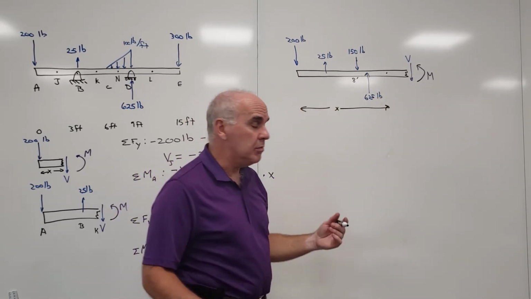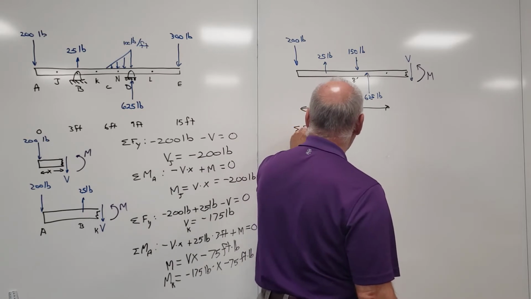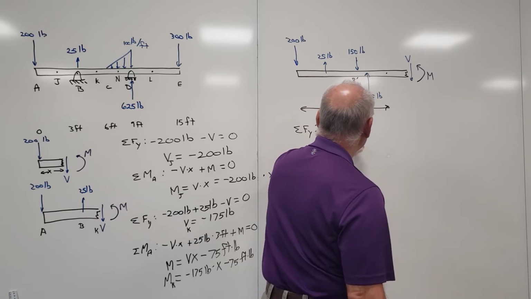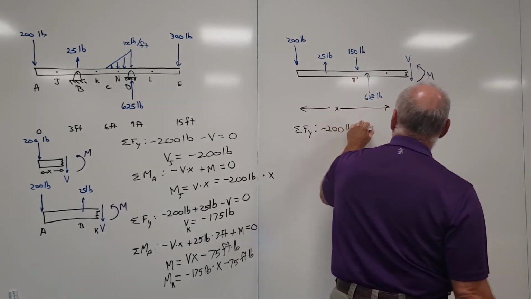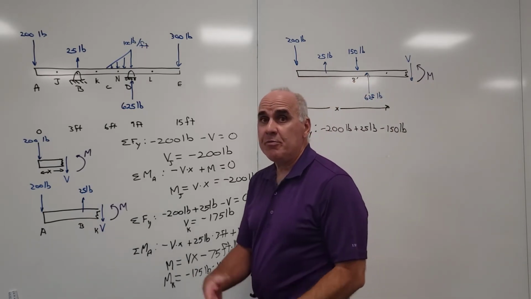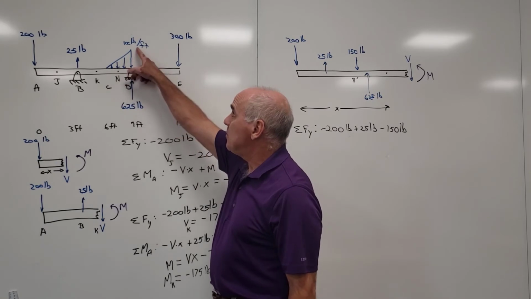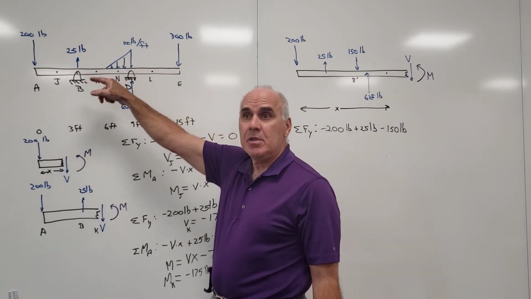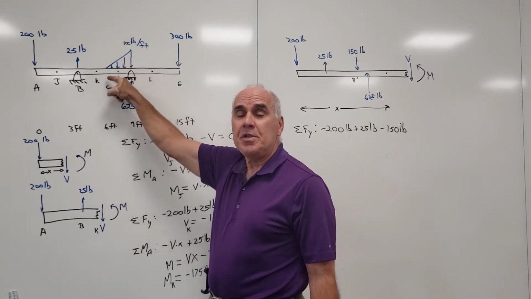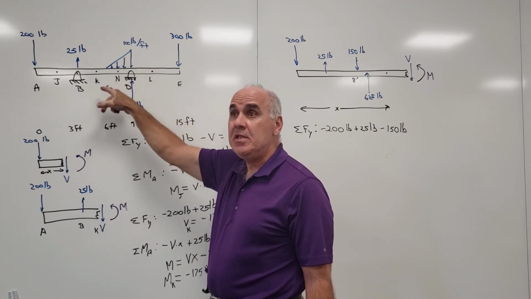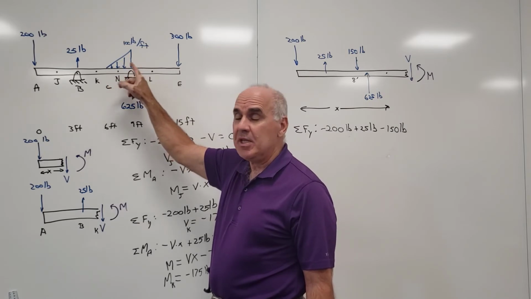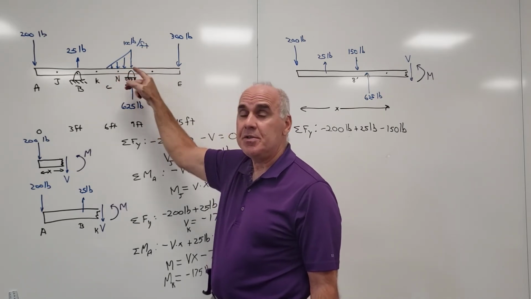All right, so sum of the forces in the Y, negative 200 pounds, plus 25 pounds, minus 150 pounds. That 150, you may recall from a previous video, I have 100 pounds per foot. The area of the triangle, 1/2 base times height. The base is 3 feet. The height is 100. So 3 feet times 100 pounds per foot is 300 pounds. But it's 1/2 base times height, so 300 divided by 2, so 150 pounds.